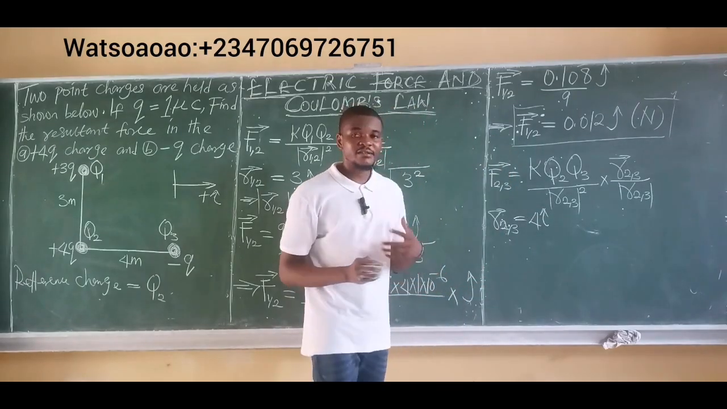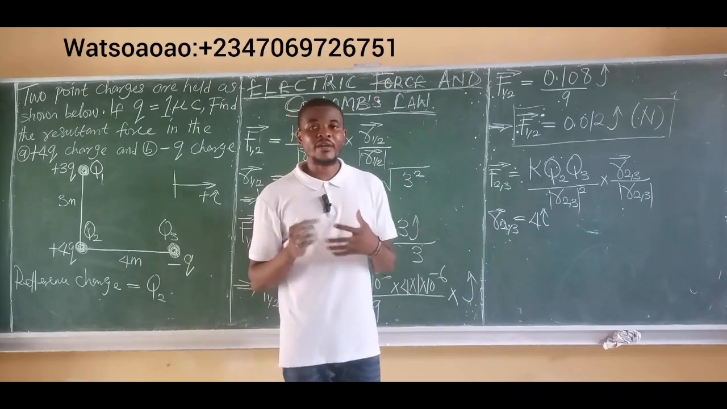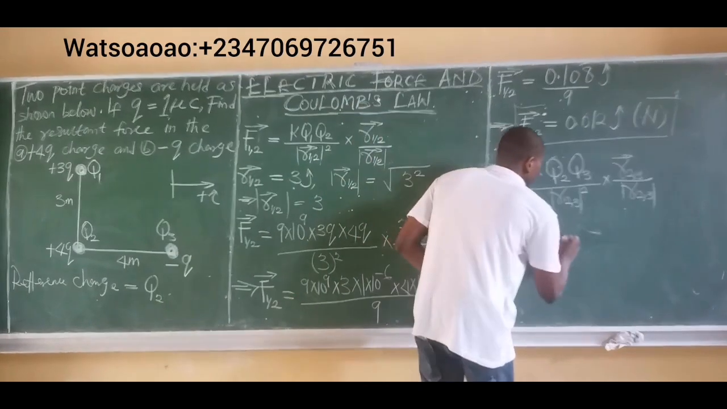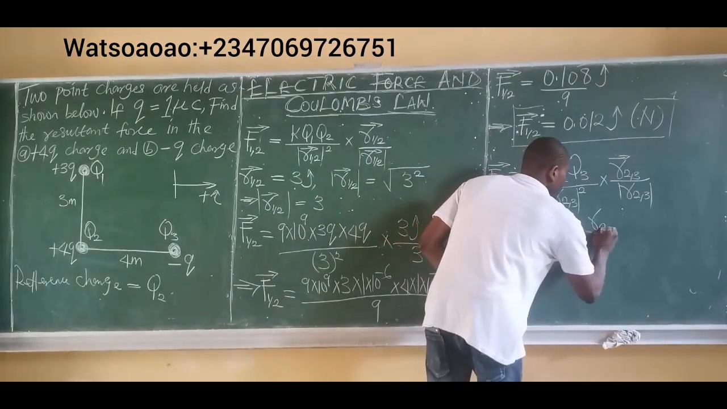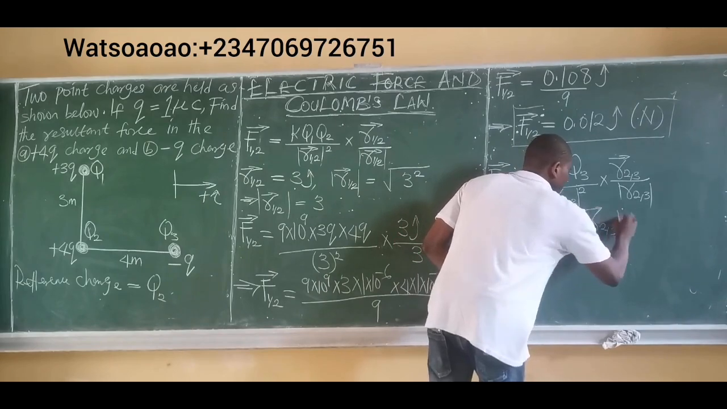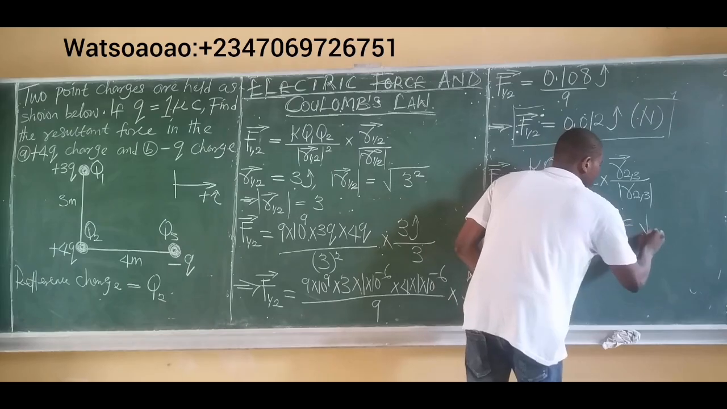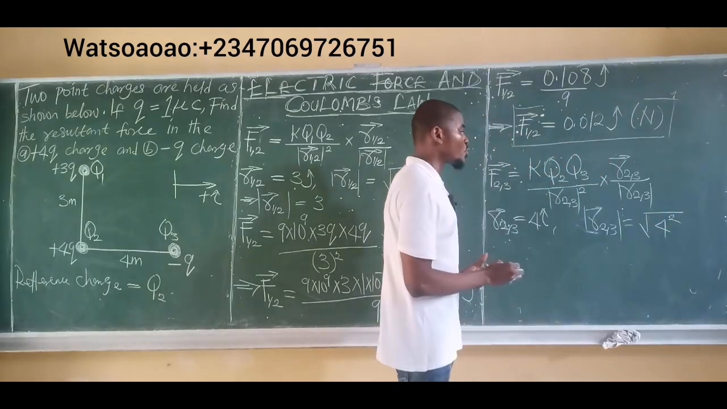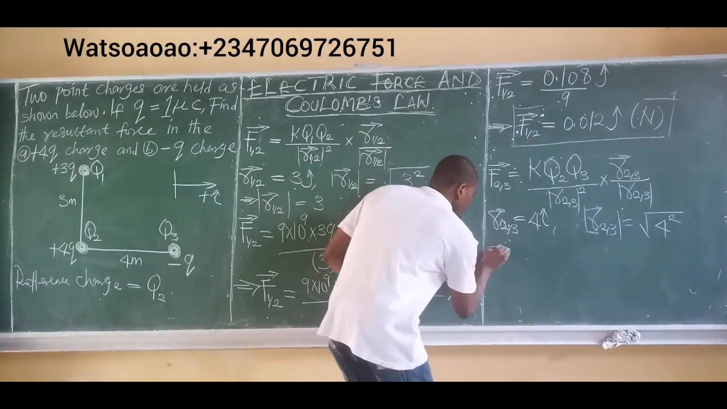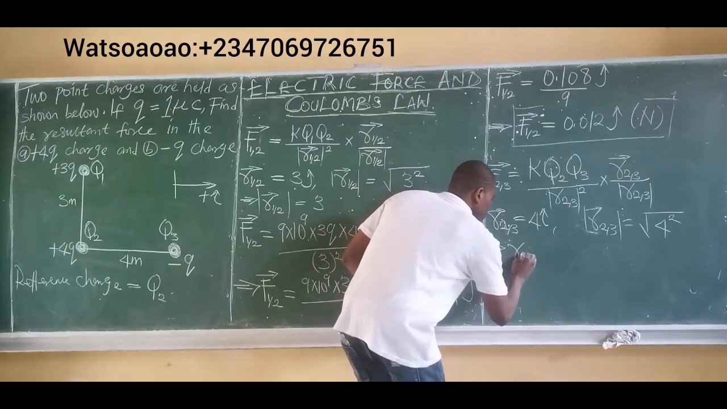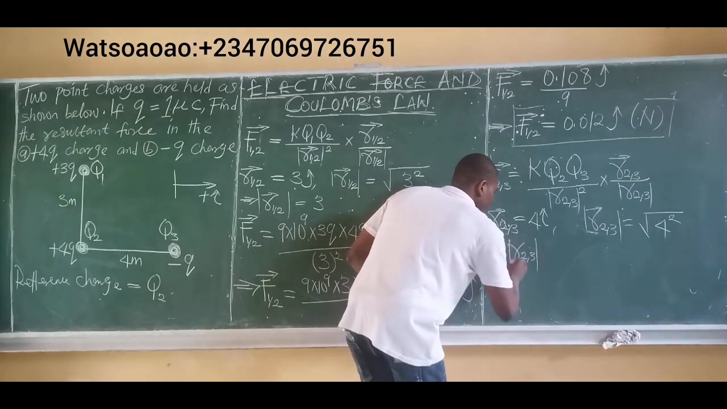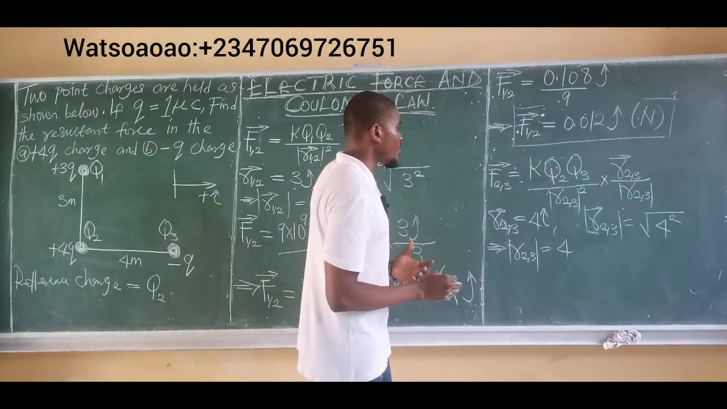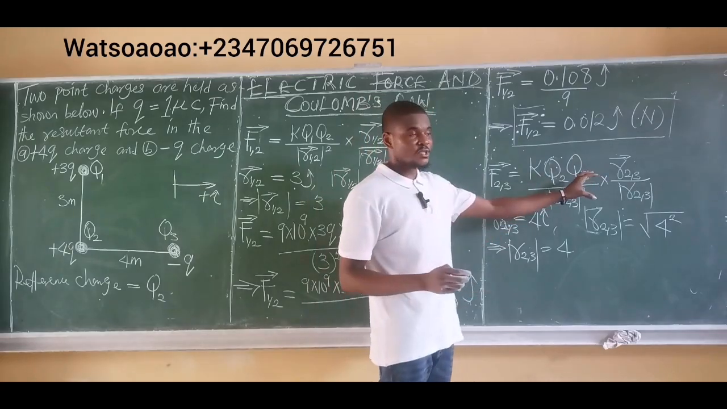Now, having found this, the next thing to do is simply find the magnitude of this position vector. So the magnitude of r23 simply becomes the square root of the square of the distance apart. So we have the square root of 4 squared, which also implies that the magnitude of r23 remains 4 meters. Now, having found this, we can now plug into this equation.